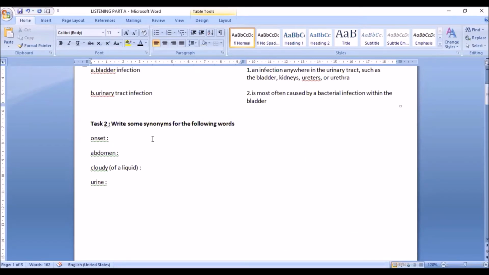Okay, depending on context. Now, the next word is cloudy, but not for weather, but for a liquid. So if a liquid is cloudy, what does it mean of a liquid? It's cloudy. Yep, it's not clear.